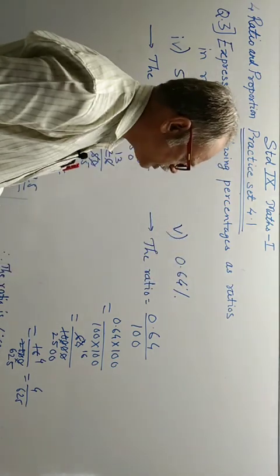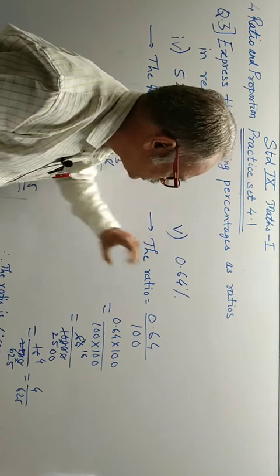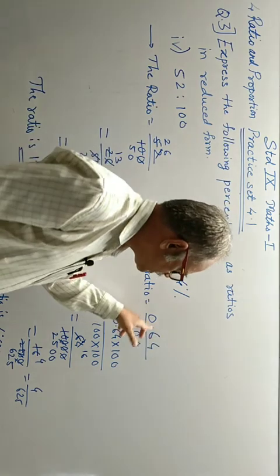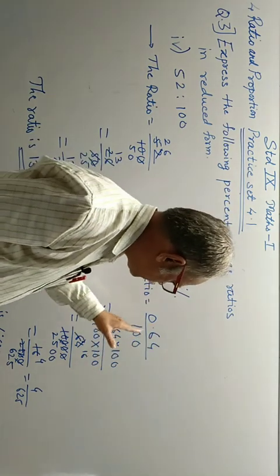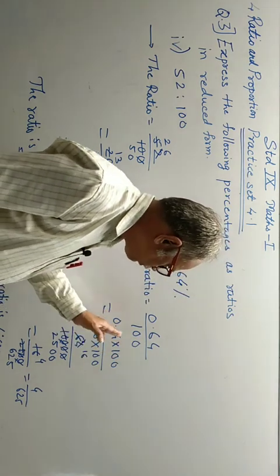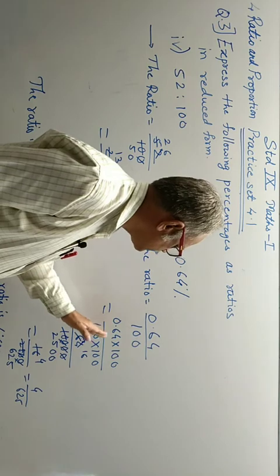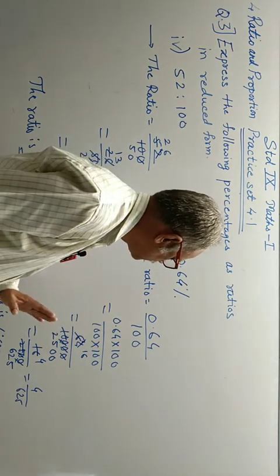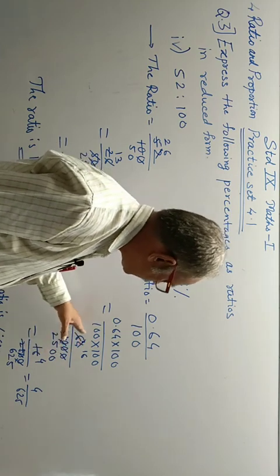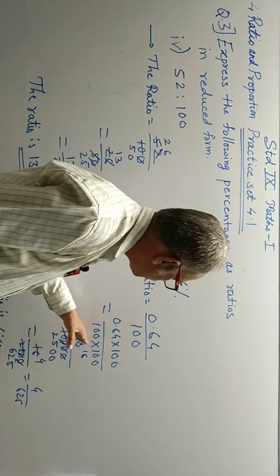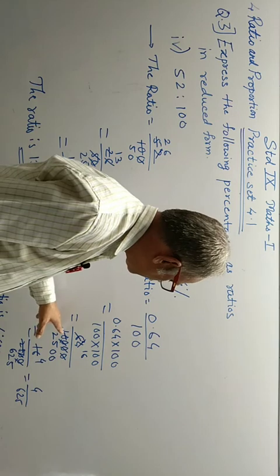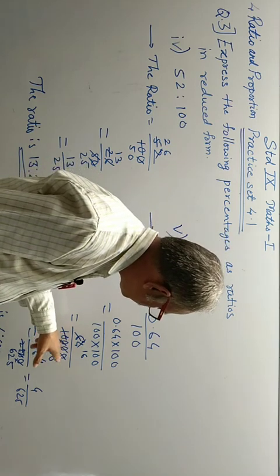Again, I will repeat, pay attention. It is also one of the important questions out of these 5 questions. 0.64% means 0.64 upon 100. Convert this 0.64 into integer by multiplying by 100. We cannot multiply only the numerator, so the denominator also is multiplied by 100. 0.64 into 100 is 64. 100 into 100 is 10,000. Then cancel by 4. If you know the table of 16, you can do it directly, but I am doing it 2 times. 4 1s are 4, 2 remain, 4 6s are 64. And when 100 is divided by 4, it will come 25 and 00 as it is.